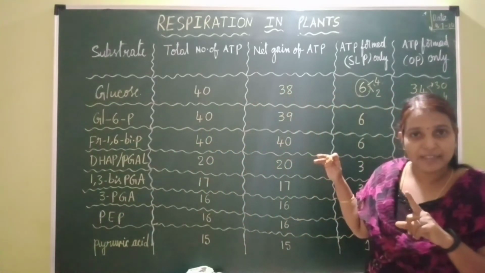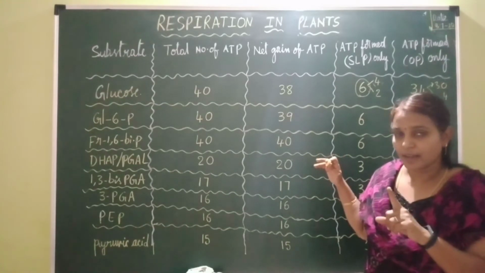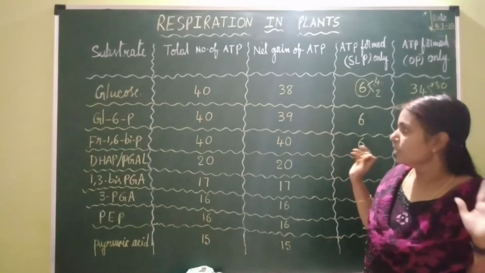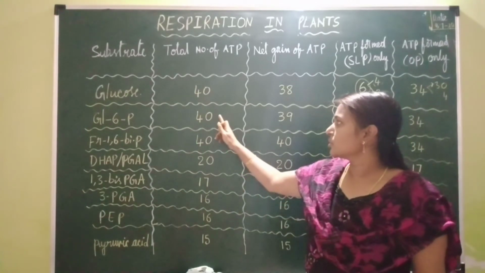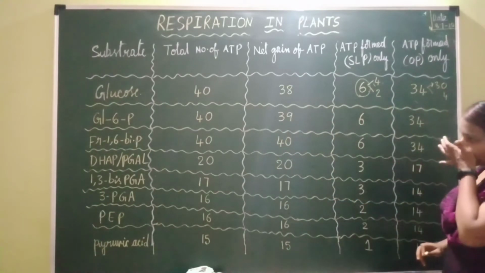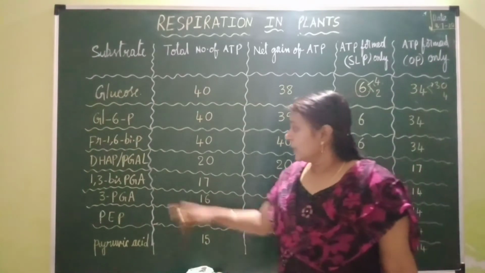So how many ATPs are consumed now? Only 1 ATP, during the conversion of fructose 6-phosphate into fructose 1,6-bisphosphate. So only 1 ATP is consumed. So 40 minus 1, net gain of ATP is 39. Right. Now coming to the next question.